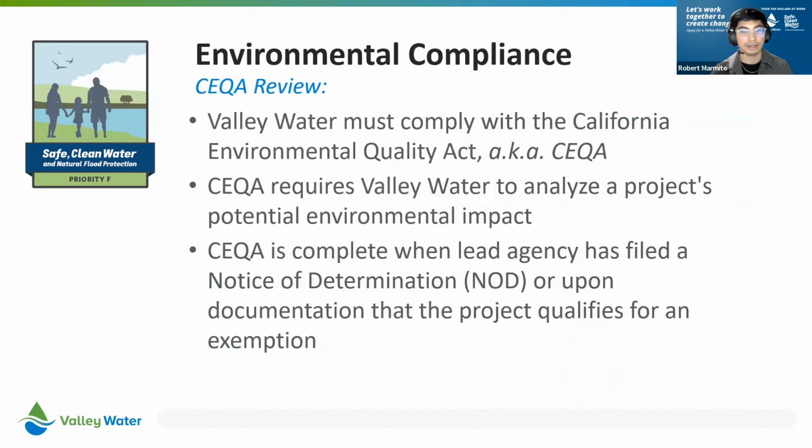Awesome. Thank you, Kristen. All right, so yeah, moving on to environmental compliance, Valley Water must comply with the California Environmental Quality Act, also known as the CEQA. So the CEQA requires Valley Water to analyze a project's potential environmental impact. The CEQA is complete when the lead agency has filed a notice of determination, or an NOD, or upon documentation that the project qualifies for an exemption. So please be reminded that only a CEQA planner can determine the CEQA review that is required and not grant staff.